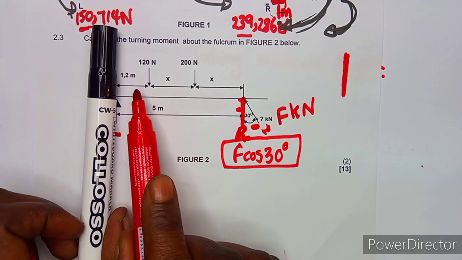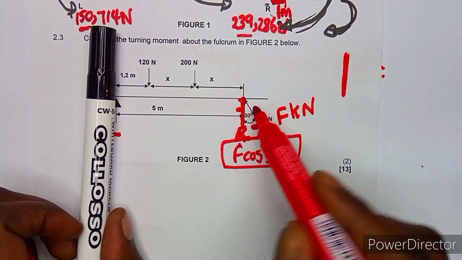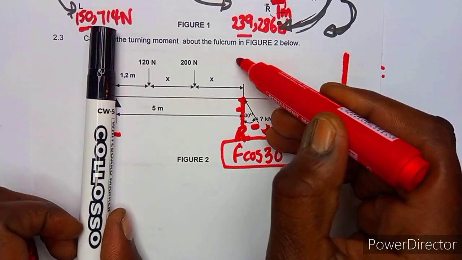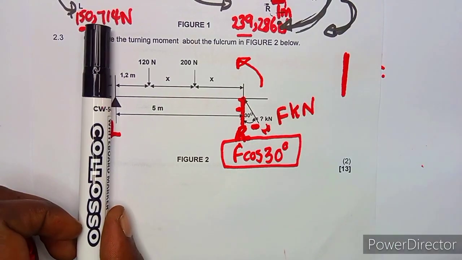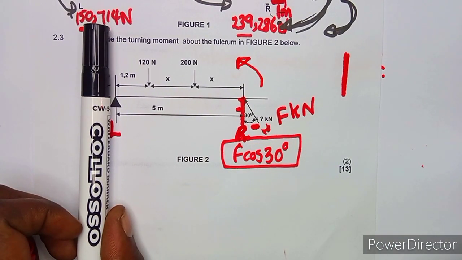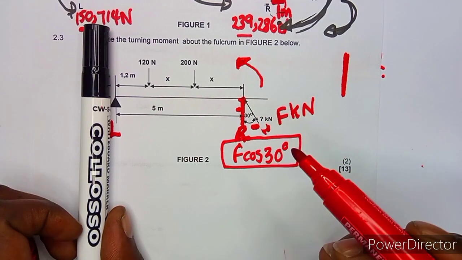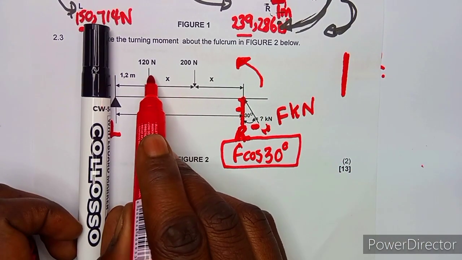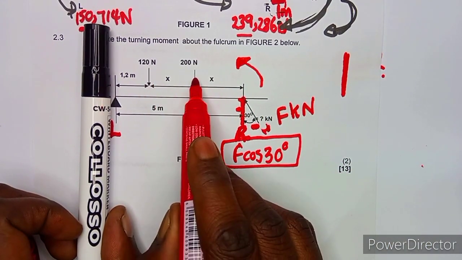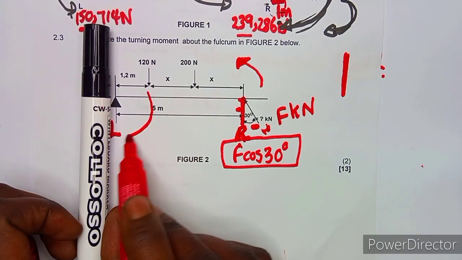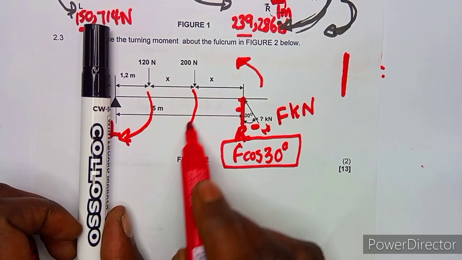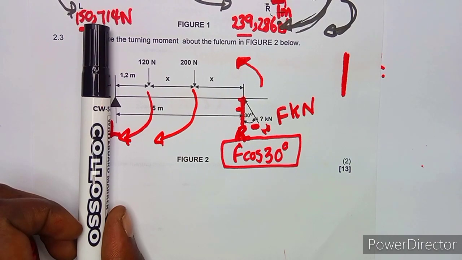But if you are to cross-check, this is the direction here. Let's cross-check this direction. Which direction are we using there? This is actually anti-clockwise. These ones, they are going this way. This 120 and this 200, they are going this way, which is clockwise direction.